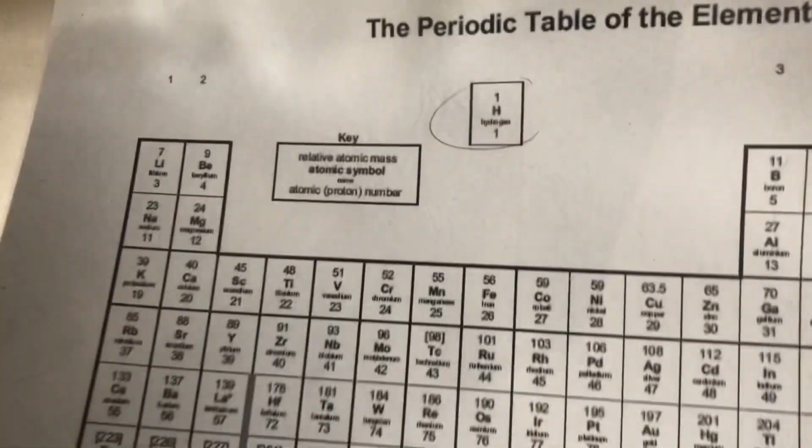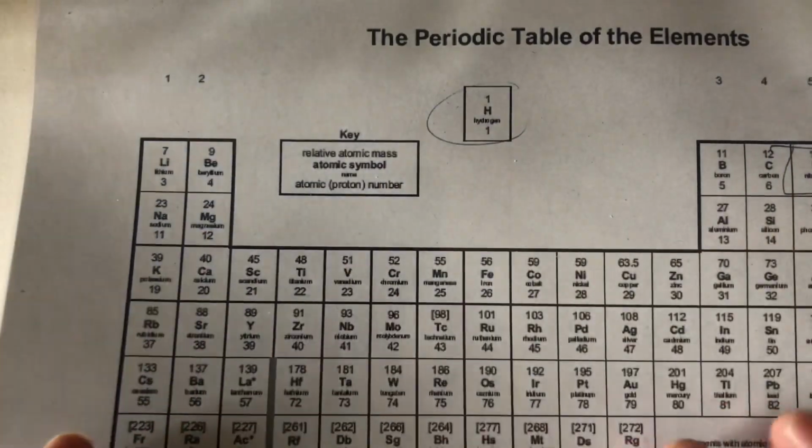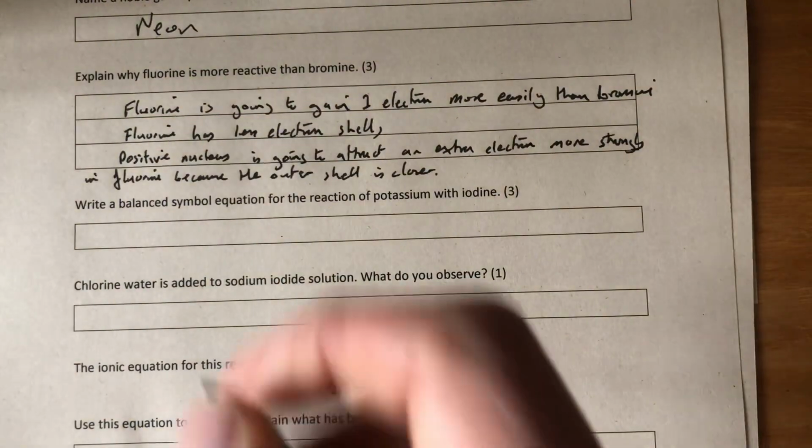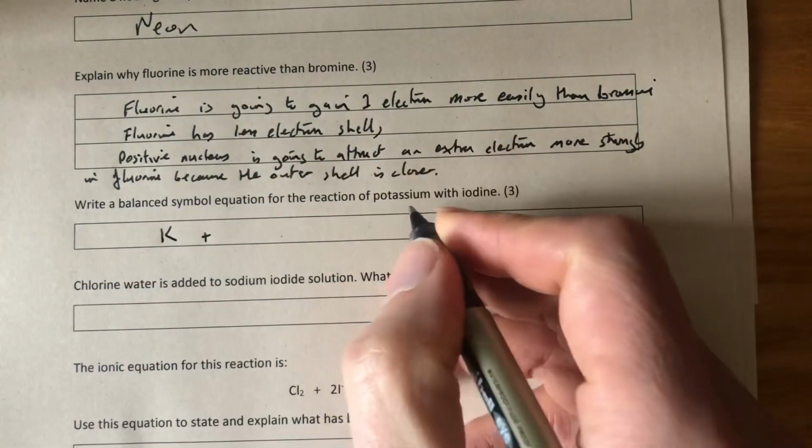Okay, so potassium first. Let's identify where potassium is on the periodic table. Potassium is here in group 1. So it's a metal, so it's going to hang around on its own when it's an element. So we can just write the symbol, which is K, plus iodine.